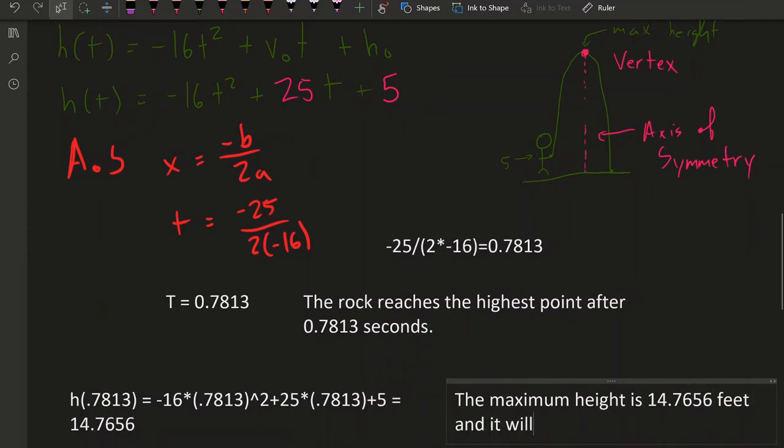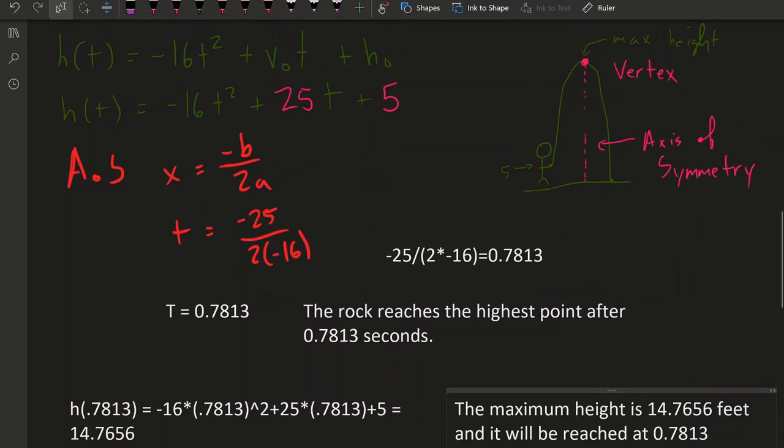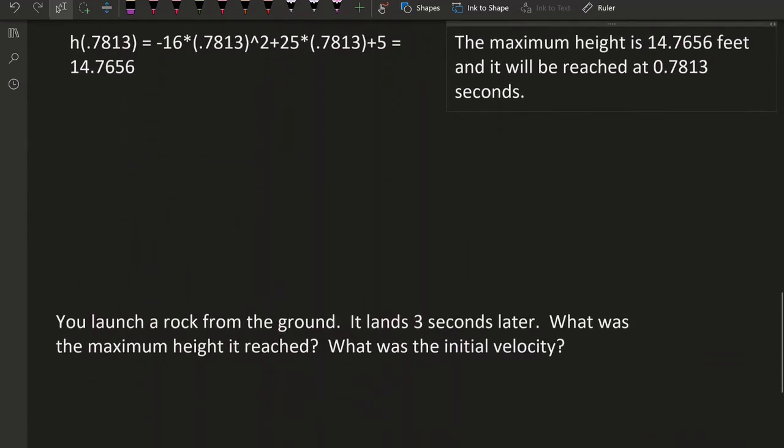and it will be reached at 0.7813 seconds. And of course, at this point, if you had been given any instructions on what to round to, we would round appropriately. But that is how we find maximum height when given this information. Let's try a different type of problem.